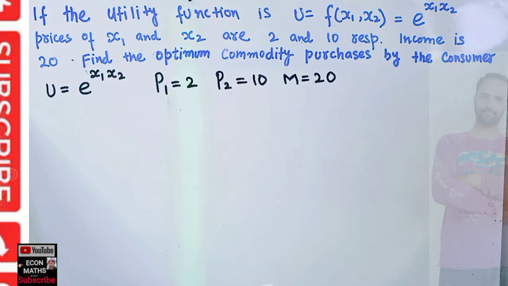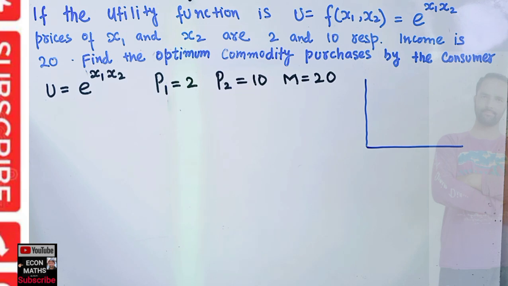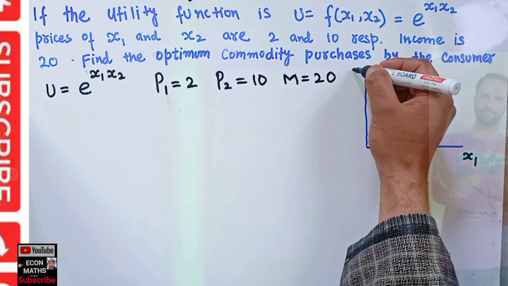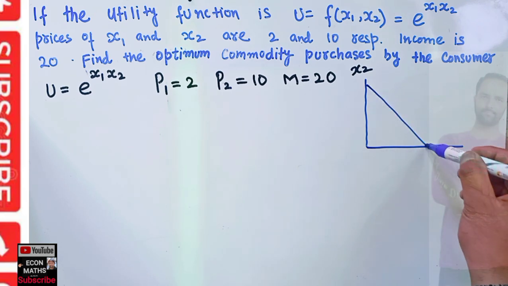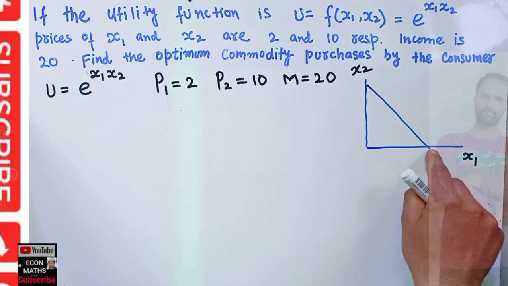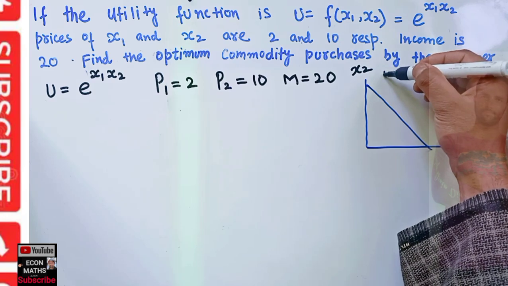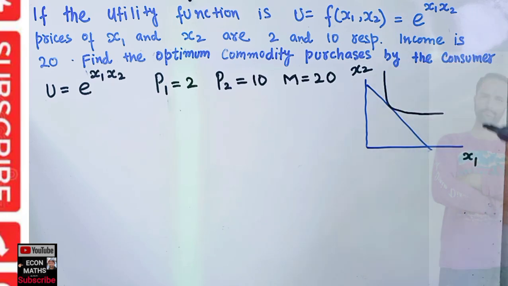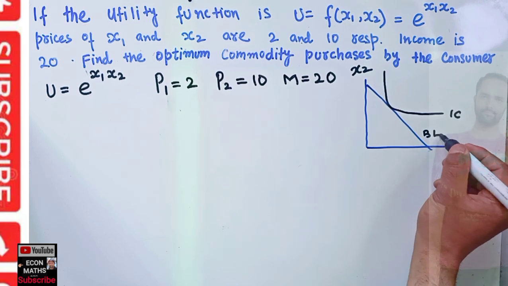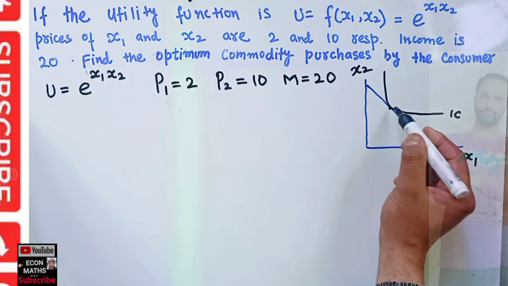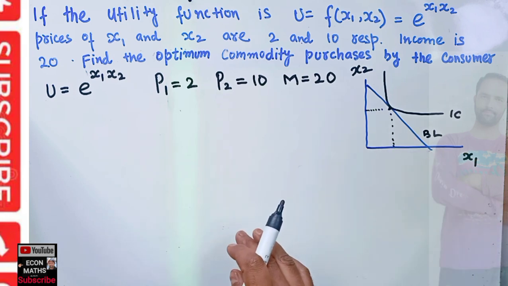If we have the graph of this problem, we have x1 on the horizontal axis and x2 on the vertical axis. We are given the budget line. Given this budget line, we want to reach the highest possible indifference curve. That means our indifference curve at the optimum should be tangent to the budget line. This is our indifference curve, this is our budget line. The optimum bundle will lie at the point where the indifference curve is tangent to the budget line, and corresponding to this we need to find the values of x1 and x2.